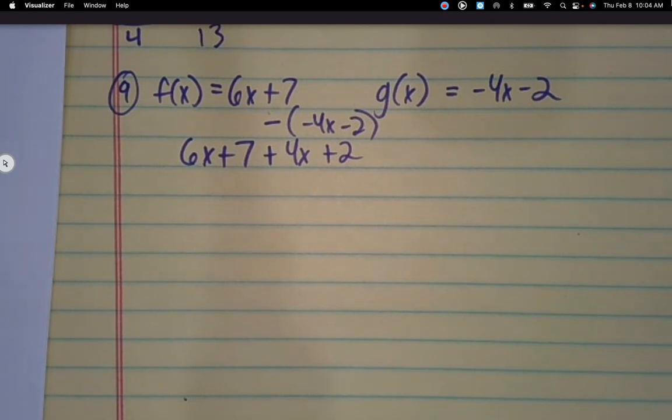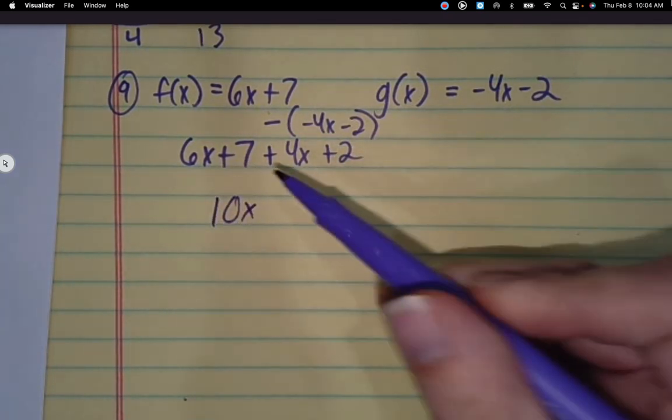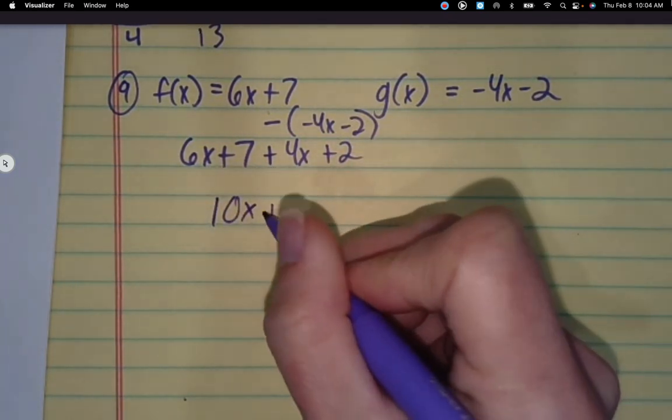And then we just do exactly what it says now. What does that say? What is 6x plus 4x? 10x. And what is 7 plus 2? There you go.